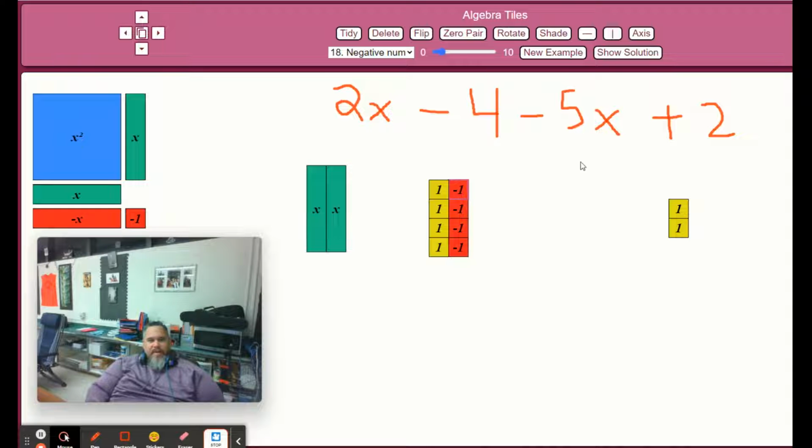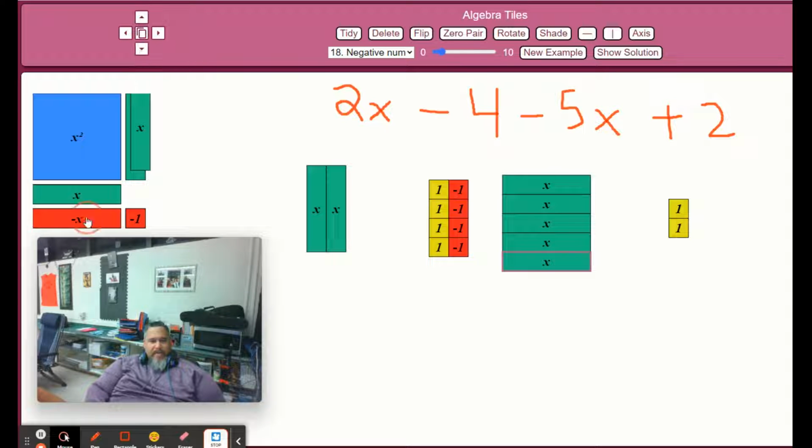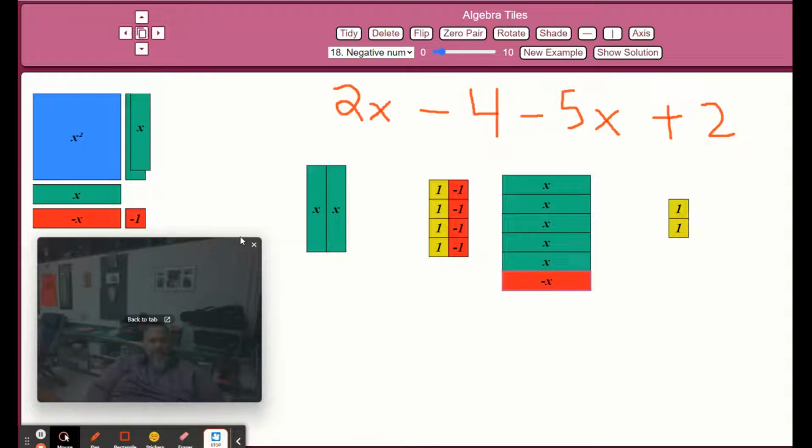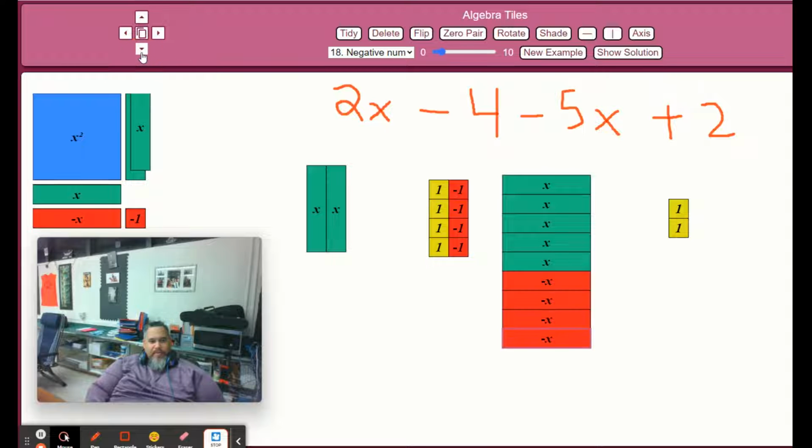And then -5x, same thing, or taking away 5x. I've got to have 5x to take away. So 1, 2, 3, 4, 5. And then just to make sure I have equal parts negative, 2, 3, 4, 5. And I know at this point you guys are like, come on, I get it. I get it.